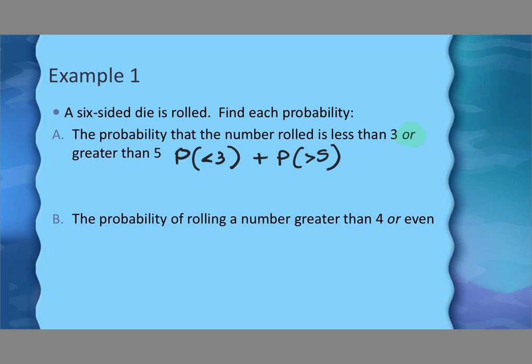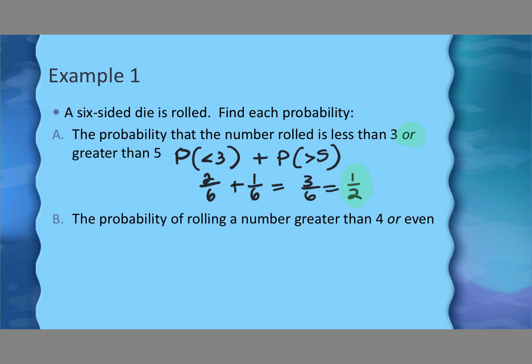So less than 3, how many options on the die would be less than 3? 2 out of how many sides? 6. And greater than 5? 1 out of, again, 6. So this becomes 3/6 or 1/2.